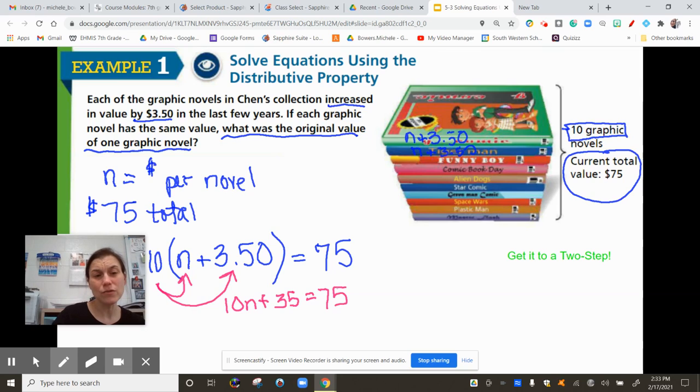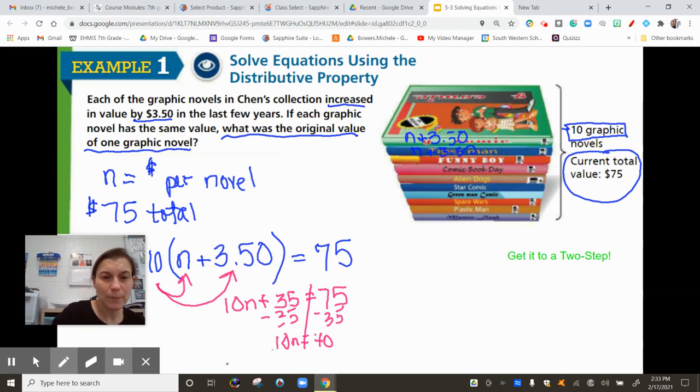So now that I've used the distributive property, this is a very simple two-step equation to solve, and then I would solve it. I would subtract the constant first, since I'm adding. That would give me 10 times n equals $40. And then I would divide both sides by 10, because I'm multiplying n times 10, and that would give me n is 4.